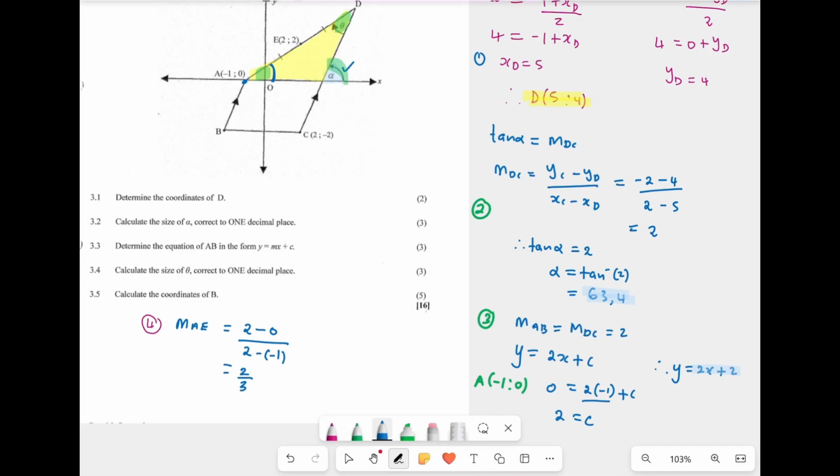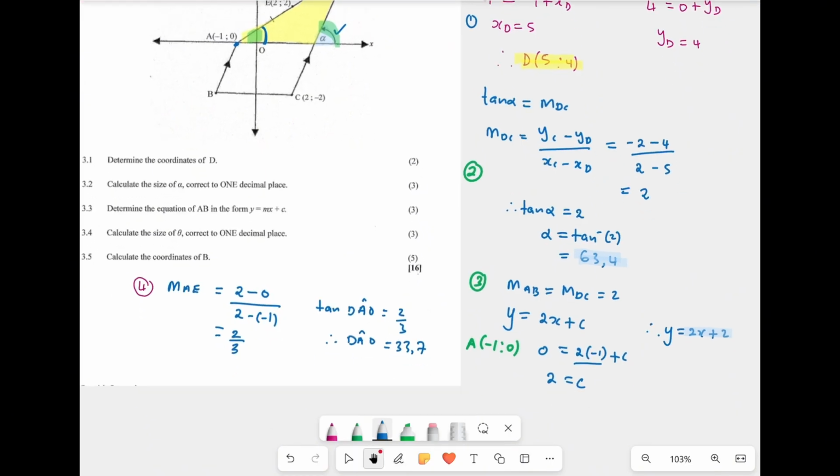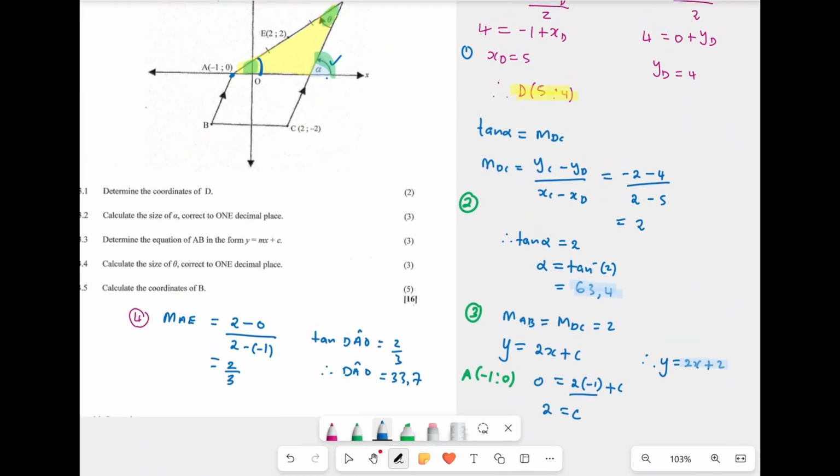And then from here, we can find an angle. Our tan of angle DAO is equal to 2 over 3. And then arctan of this, we will get our angle DAO as 33.7. Now we can calculate our angle theta. So we'll just say alpha minus 33.7, and then we will get our angle theta.